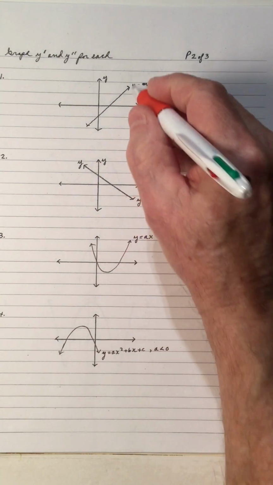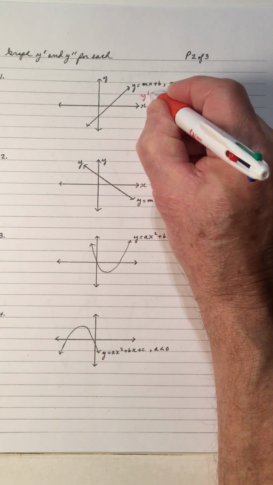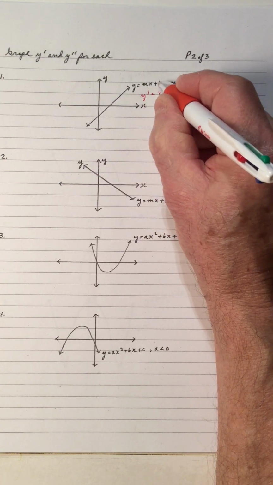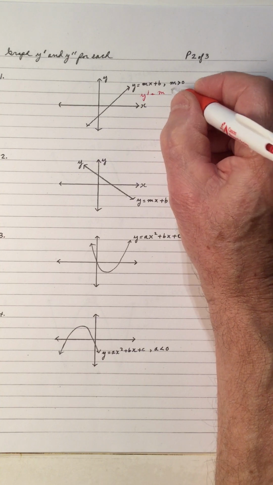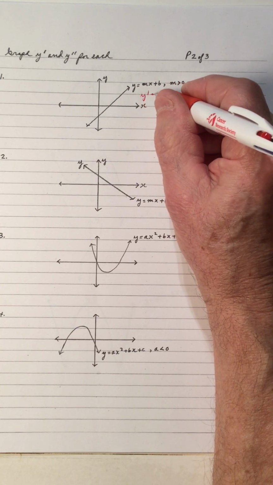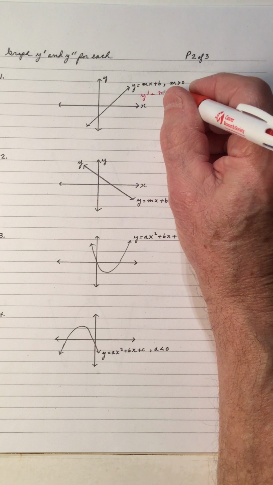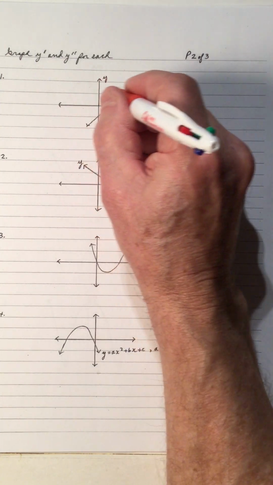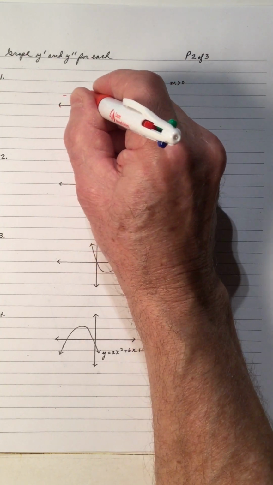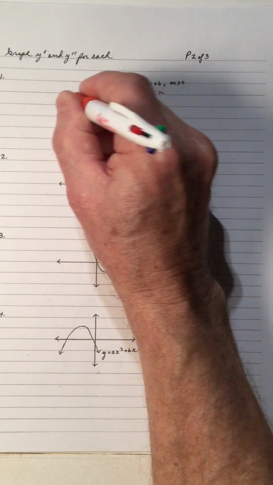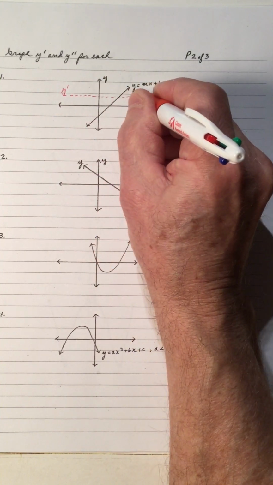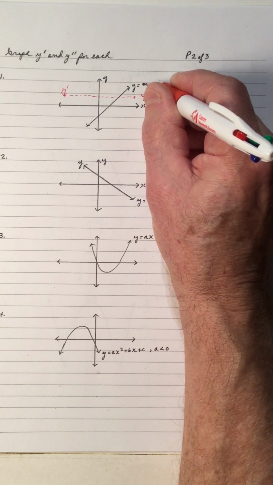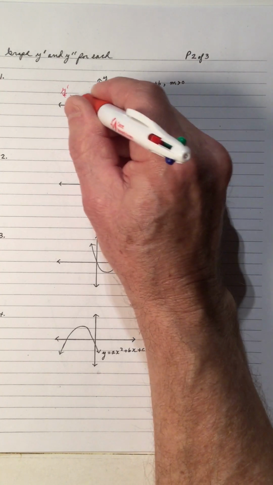So if we do the derivative, which is y prime, the derivative of mx is the slope m, and the derivative of a constant is 0. So we have y prime equals m. That's a number, a constant, so it's positive, so that means y prime is up right here. The slope of a horizontal line, let's say the slope is 2, so y prime is 2, so that's y equals 2.